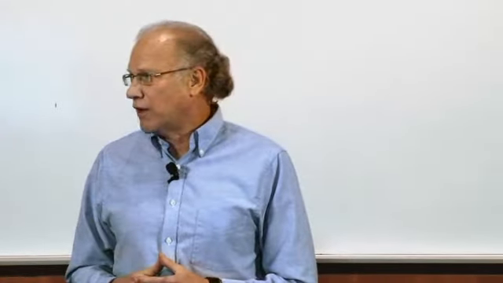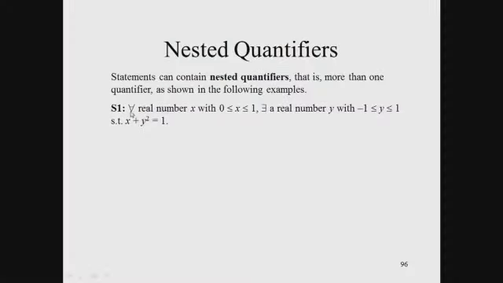Okay, now all of the statements involving quantifiers that we have seen so far have contained one quantifier. Today what we're going to study is nested quantifiers. These are statements that contain more than one quantifier. Let's take a look at an example. Here in S1 you can see that we have two quantifiers. For every real number x between 0 and 1, there is a real number y between -1 and 1, such that x plus y squared equals 1. So here you see what we call nested quantifiers, two quantifiers, for all and there is.